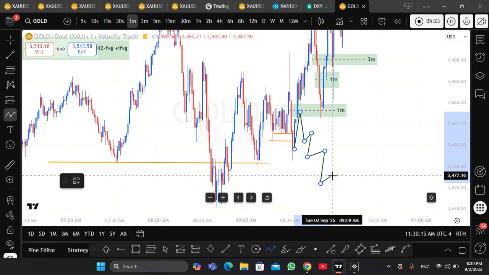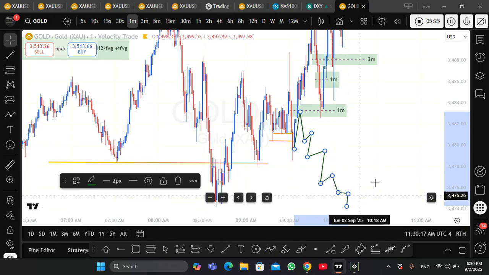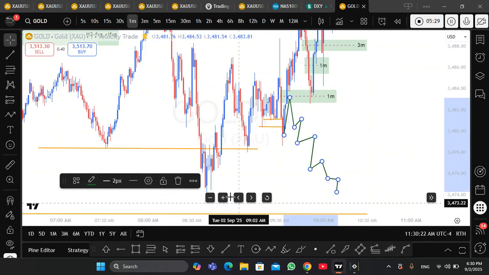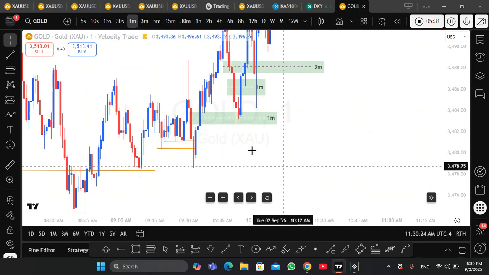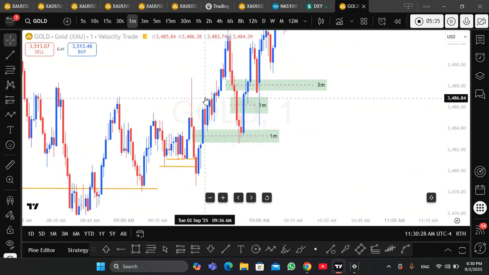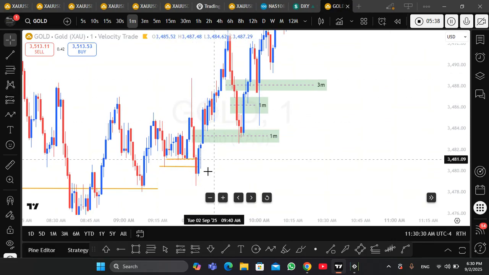So I think the market may move to this area, then at least reach this low. Okay, so I made a sell in this area and put the stop loss here above this rejection.